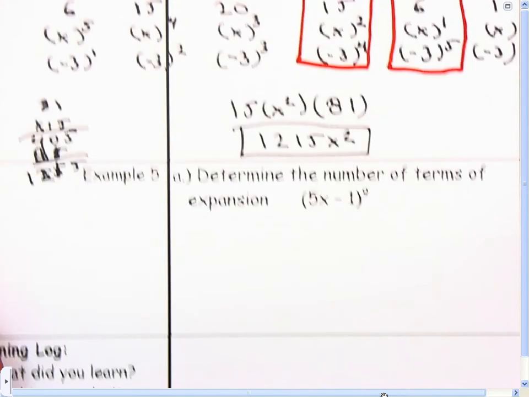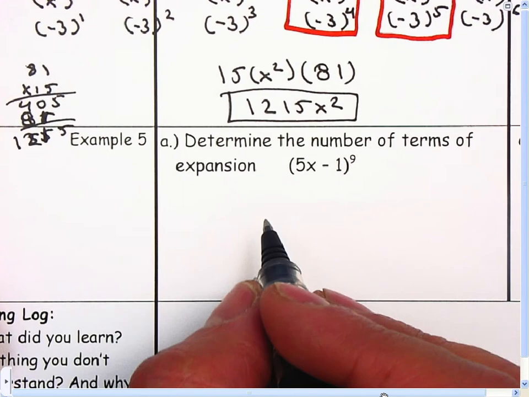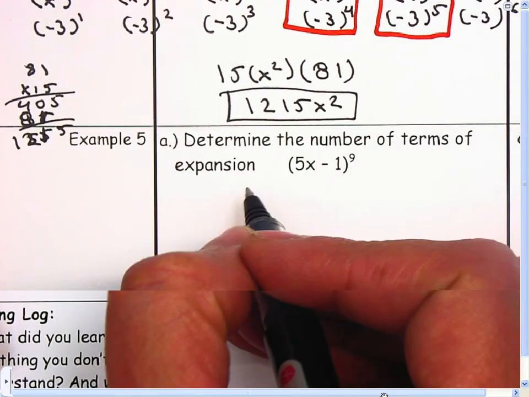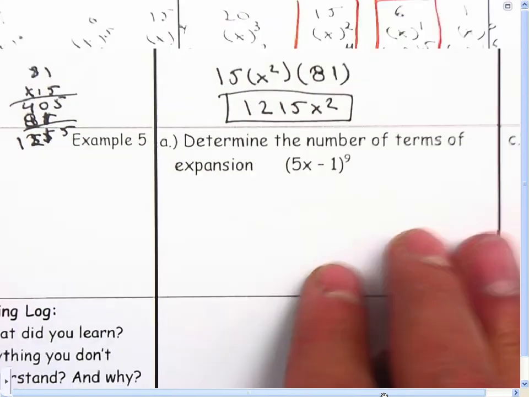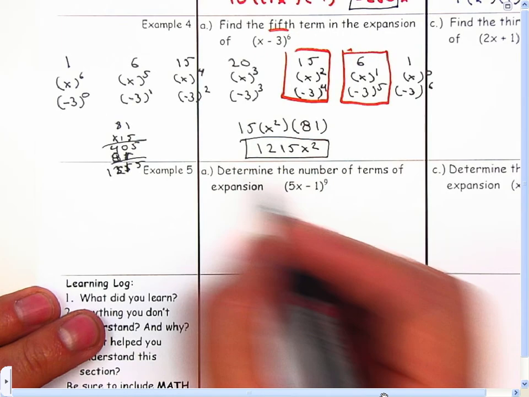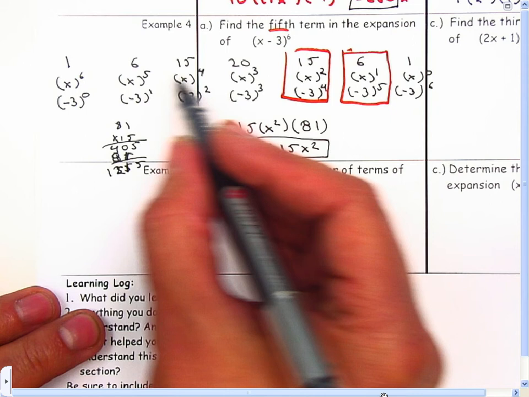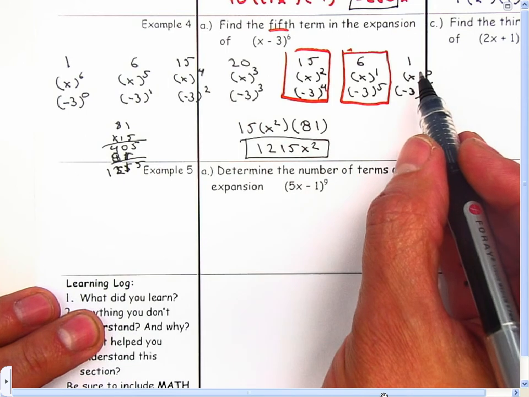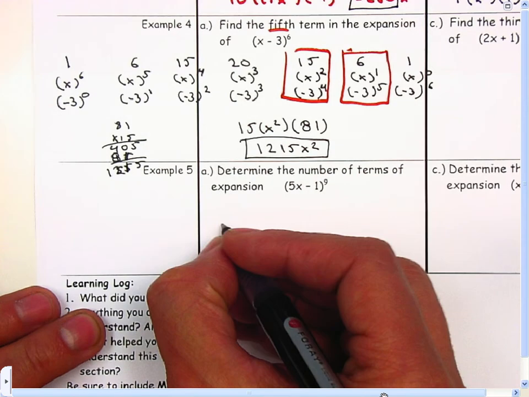Now, the last one, I'm going to skip to the last one. It says, determine the number of terms of the following expansion. We don't need to do any type of work, because the exponents to the ninth, remember, we're going to start from 9 all the way down to 0. So in this case, we are going to have a total of 10 terms.